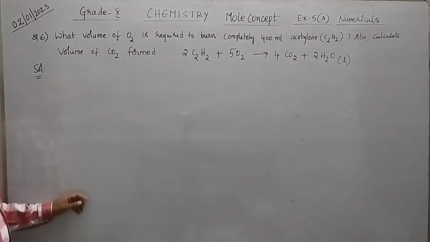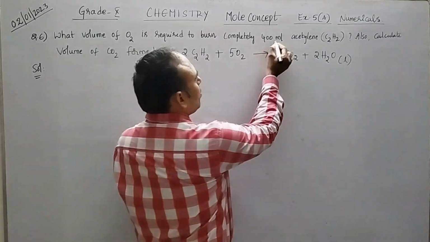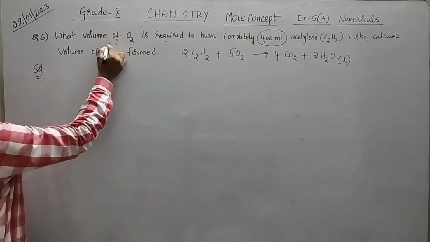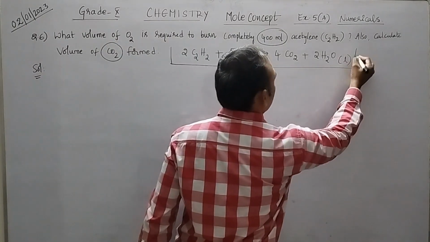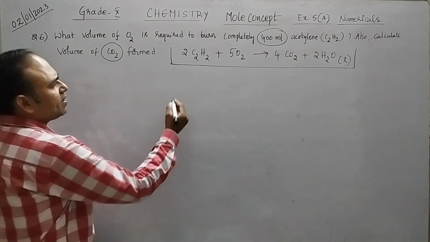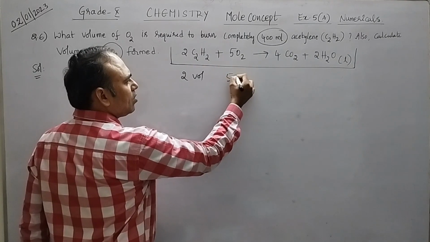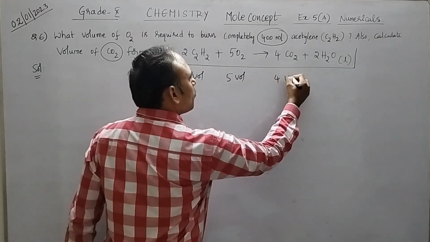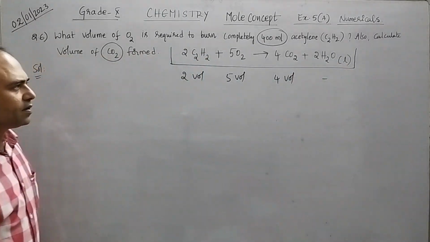Now question number 6. What volume of oxygen is required to burn completely 400 ml acetylene? Also calculate volume of CO2. So this is the given equation. So they have mentioned 400 ml acetylene. So before that let us write 2 volumes of acetylene requires 5 volumes of oxygen and forms 4 volumes of CO2. So because it is liquid you can ignore that.